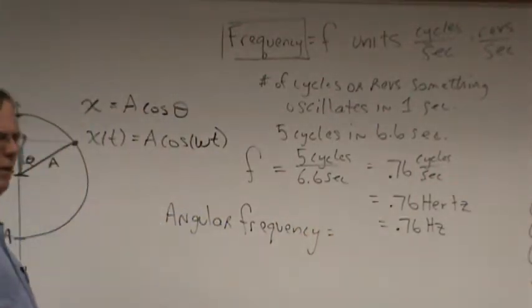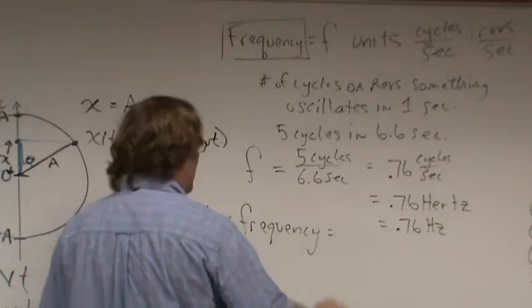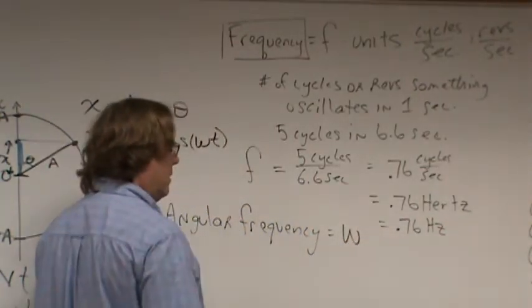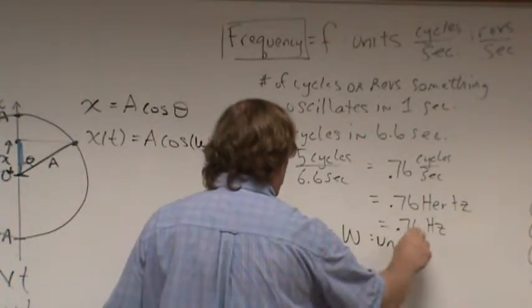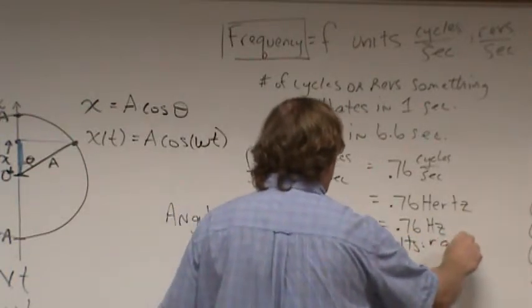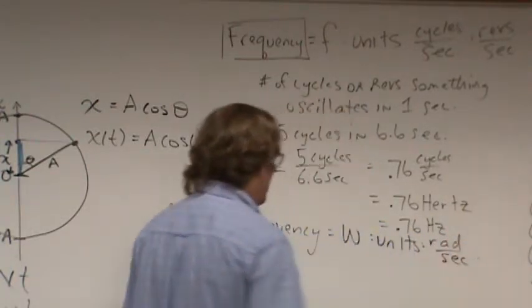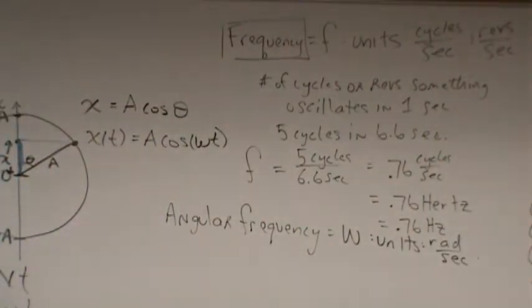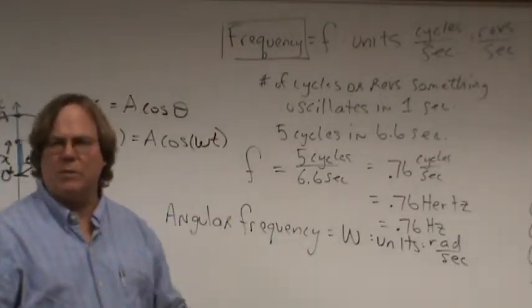Angular frequency is called omega, and the units are radians per second. Now, why would they call angular frequency by the same name as angular velocity? Well, they're different. We think about them differently. But what do they have in common? The units, they're both radians per second.